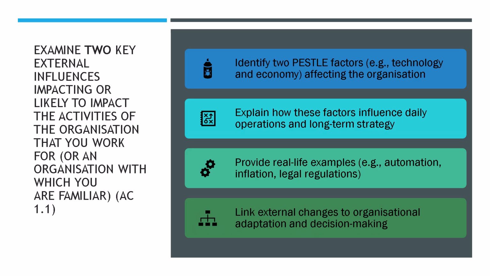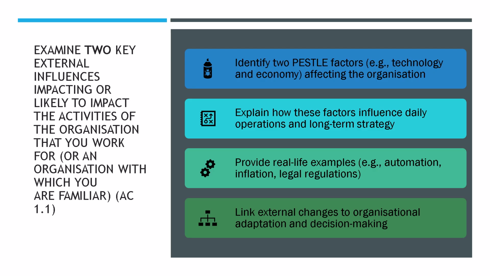To address AC 1.1, I will examine 2 major external influences that are either currently affecting or are likely to affect the organization I've chosen. These influences could be from the PESTLE framework, such as technological advancements or economic changes.